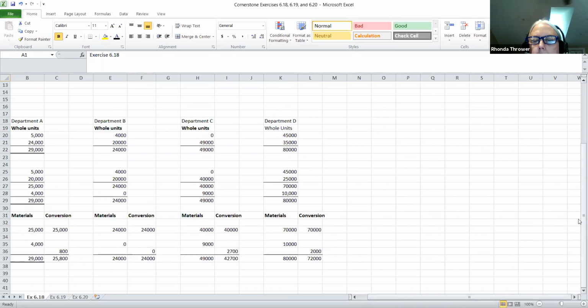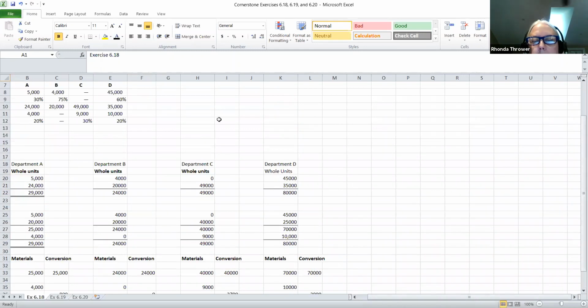For Department D, we were given beginning inventory units, just plug it in. We were also given units started, which was 35,000. Now you can find total units to account for by adding these two together. This amount would be plugged in here. This is your beginning inventory. We know the ending inventory is 10,000, so you can work backwards to find what you transferred. So 80,000 were what you had to account for. 10,000 was in ending inventory.